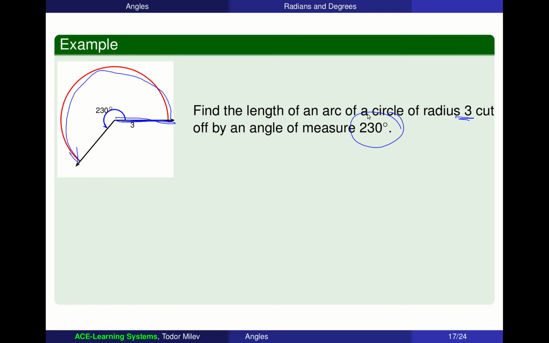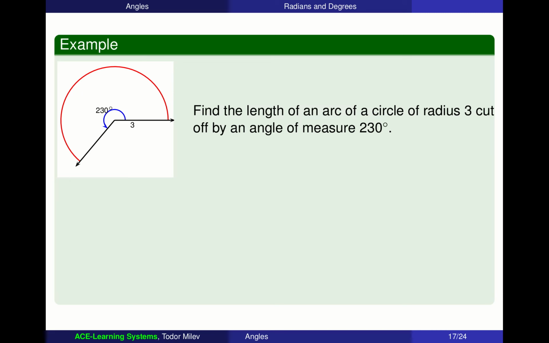The only twist is that the previous time when we were solving a similar problem, the arc of the circle was measured in radians. So the only difference between this problem and the preceding one is that now our arc is in degrees. That's the only novelty in this particular problem.